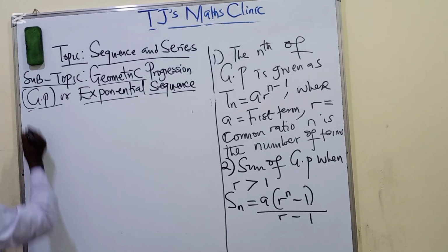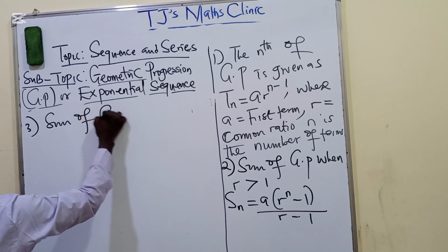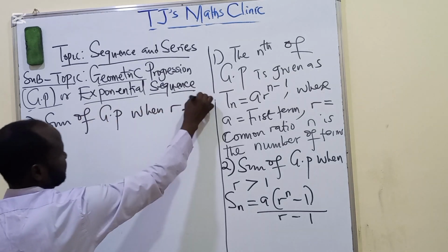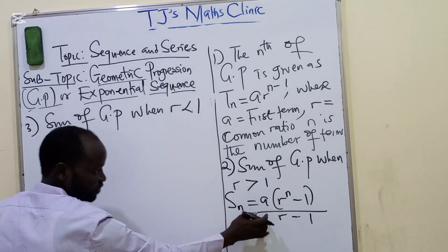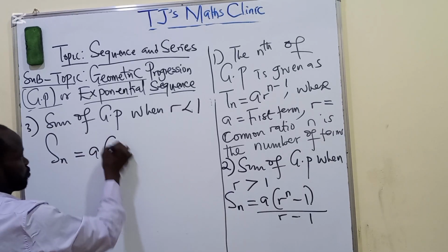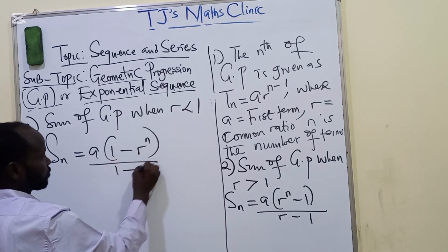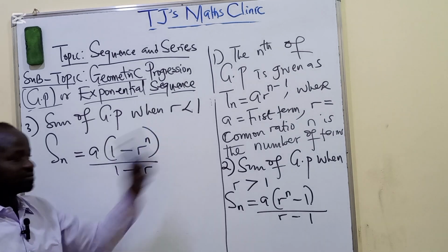Let's move to the second to the last. That's number 3 now. Sum of GP when the common ratio R is less than 1 will be sum now, which is the opposite of this. It will be A into 1 minus R power n divided by 1 minus R. This is when the common ratio is less than 1.